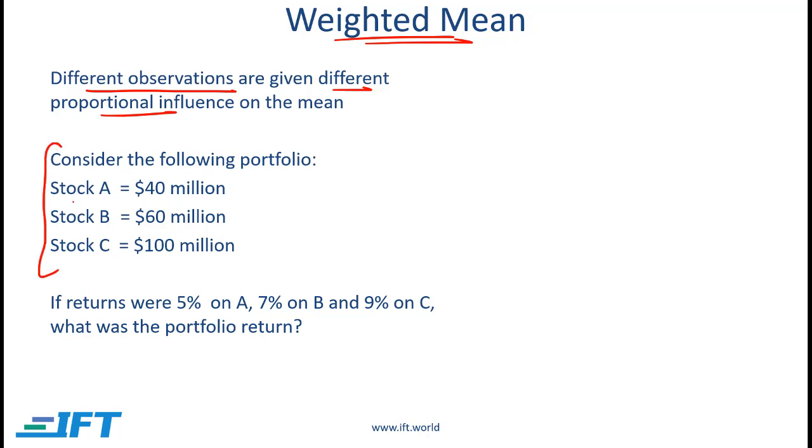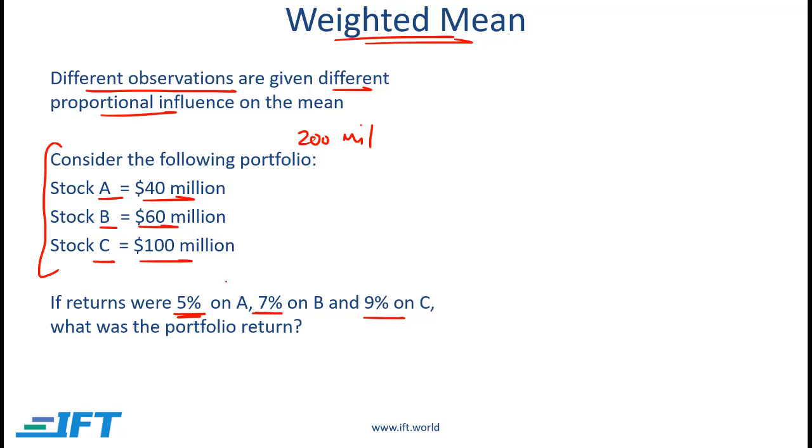Let's say we have this portfolio of 200 million where we have 40 million in stock A, 60 million in B, and 100 million in C. And then obviously there is a return associated with each of these stocks. If A returns 5%, B gives 7%, and C gives 9%, the question is, what is the overall portfolio return?